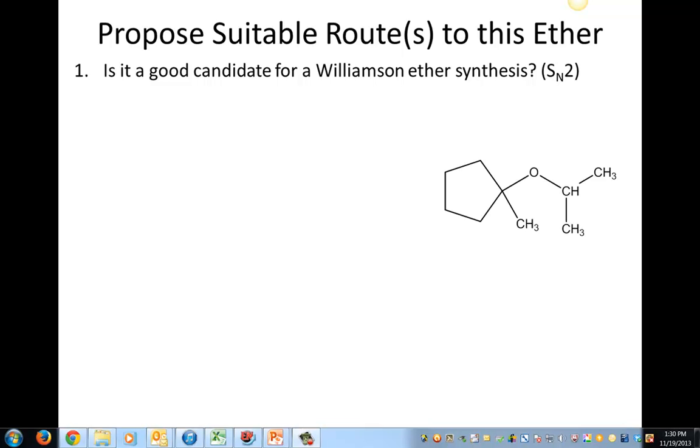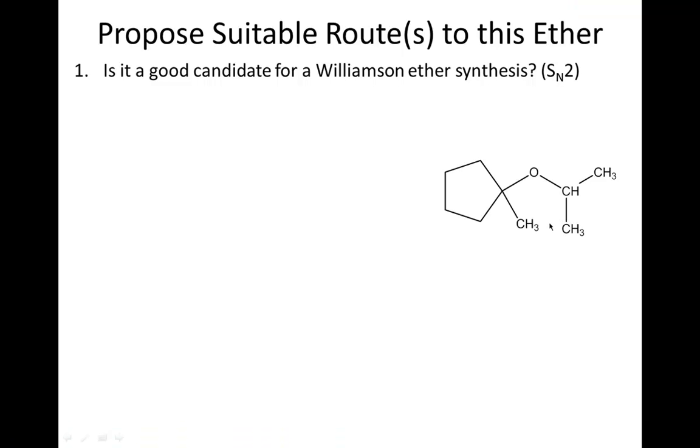Alright, so when we're looking at this molecule, we want to look at the degrees of the carbons that are directly attached to the oxygen. So this carbon right here is tertiary, and this carbon is secondary. And so the first thing that we realize is that both sides are a little bit crowded, and so maybe doing an SN2 in a Williamson ether synthesis would not be a good idea.